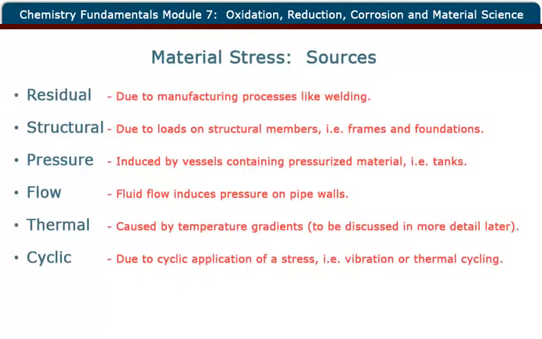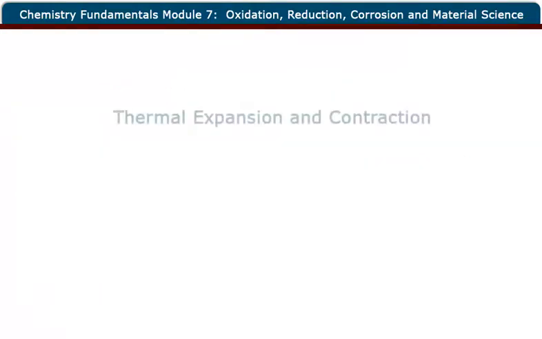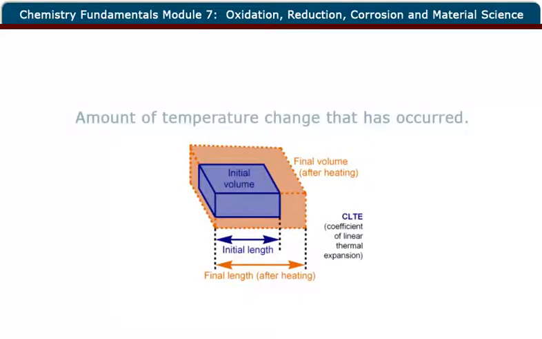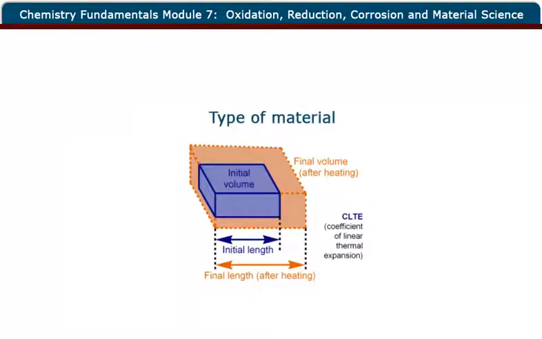Listed here are some sources of material stress. One common type of material stress is material expansion and contraction. The amount of expansion and/or contraction a material undergoes depends on two things: the amount of temperature change that has occurred, and the type of material.